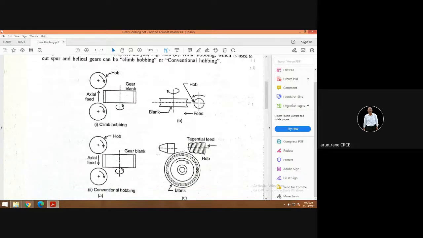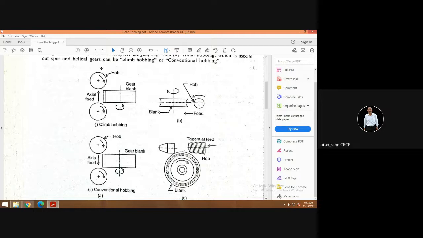So this is your climb hobbing. In climb hobbing, see how the feed is. The feed is from down to up. Axial feed. This is a blank which is rotating, the gear blank. This is a hob which is rotating, and the hob cutter is fed inside. It has taken full depth of cut and it moves from down to up.